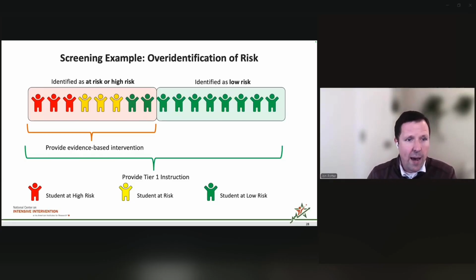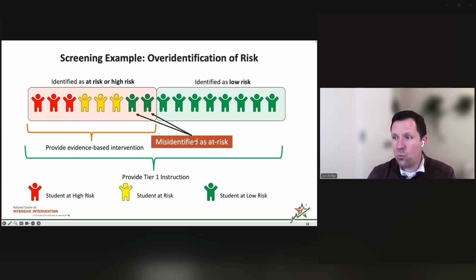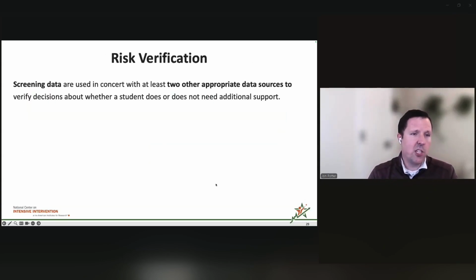So what happens when we have a reading screener that identifies some kids that actually don't need reading intervention? That's when this idea of risk verification comes into play. So what is risk verification? It's where we want to use screening data together with a couple of other appropriate data sources to triangulate the data and verify, does a student really need or not need additional support? So this may be where we've got all of our students who are identified as at risk and needing intervention, and we give them some other assessment, or we have an existing assessment that all kids are already getting that we can use to help triangulate data.